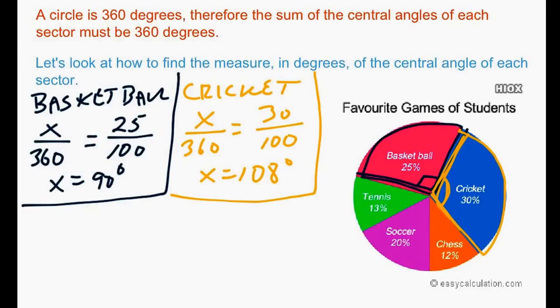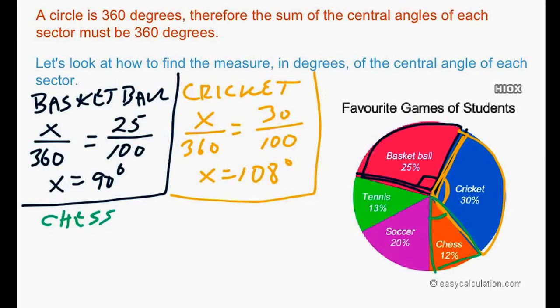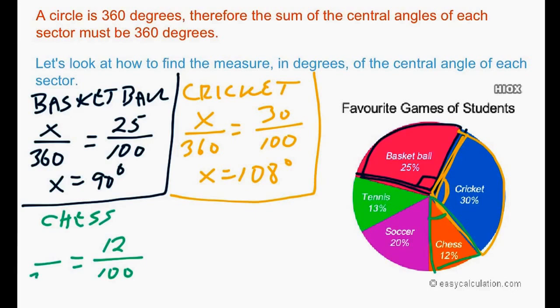All right, let's do chess next. Chess is right here. So that's that right there, that sector. Remember, each of these sectors, almost like if you think of this circle graph as a pizza, it's a slice of the pizza pie. All right, so I'll make my proportion. And chess was 12%, so that's 12 over 100. And we know that it's out of 360 degrees. We're solving for x. And when I solve for x, I get 43.2 degrees.